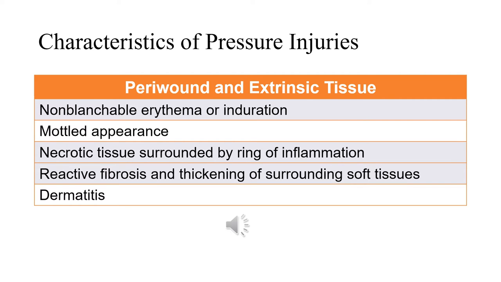Next, we'll look at the peri wound. Most of the time, the patient, especially if you're first assessing the pressure injury, will have non-blanchable erythema. So you'll push that finger in on that tissue, and it will stay red the entire time. It can also have a mottled appearance, inflammation surrounding the ulcer, and they may also develop a dermatitis around the ulcer, especially if there's a lot of weeping fluid.